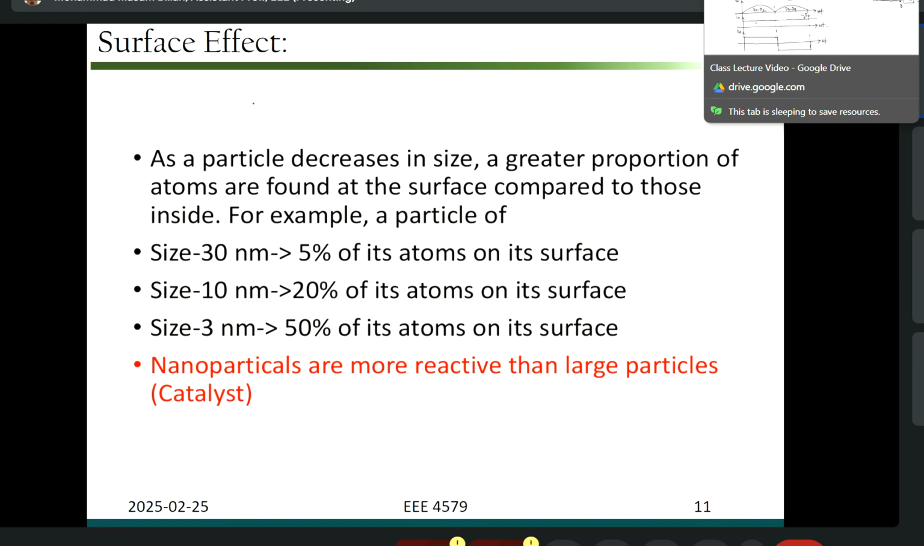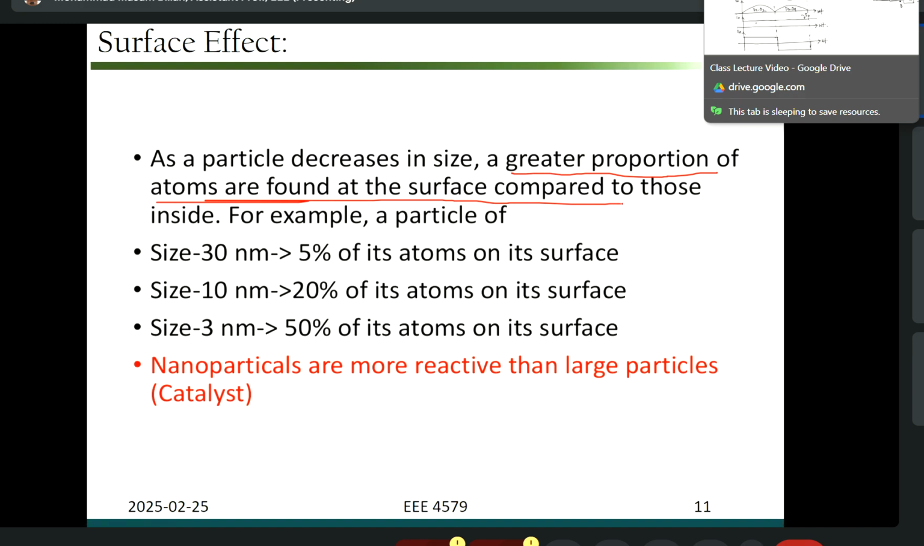But when the size is reduced, then a greater portion will be found at the surface compared to the inside. That means in the inside part of the nanoparticle, the atoms are not there. They are almost empty. The inner part of the nanoparticle will be empty. There will be no atom inside or very few atoms inside. Rather, the atoms are located or gathered outside the core, at the surface area.